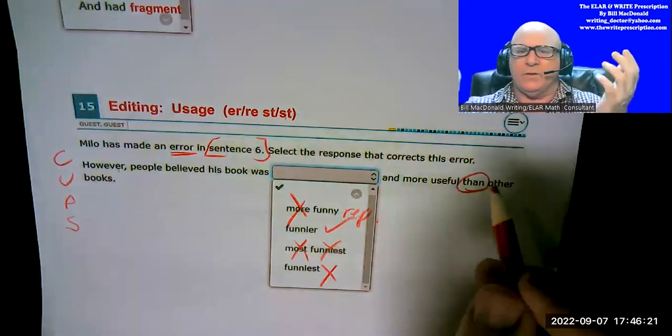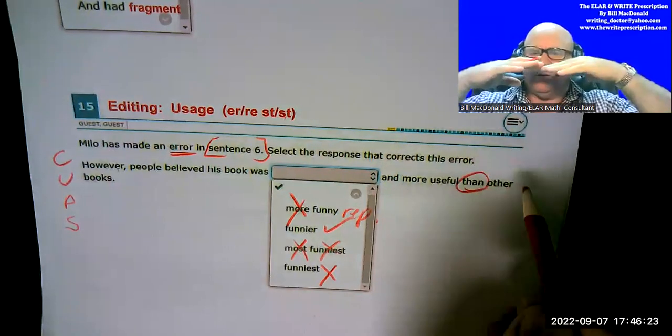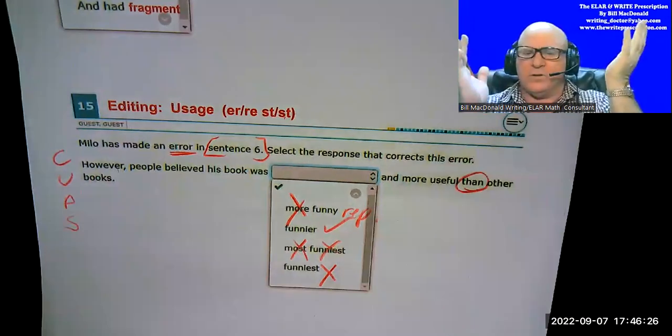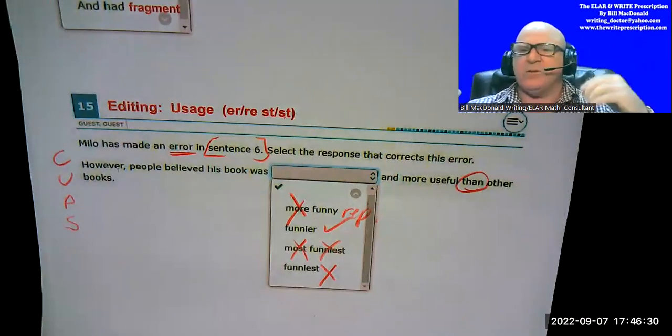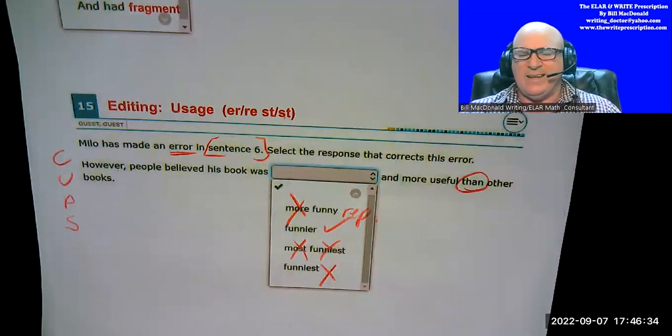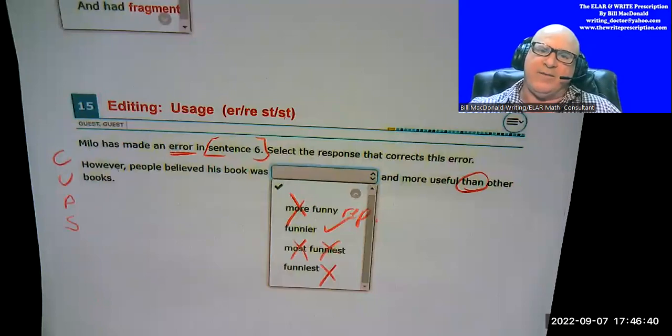This book, transition, other books. It doesn't say every other book. And it was the most useful, the most funniest. No, it was funnier, comparatively speaking, than other books. So there you have it. Thank you so much for your patience. If you took the time to watch this entire video, God bless you, my child. I hope that it was helpful.